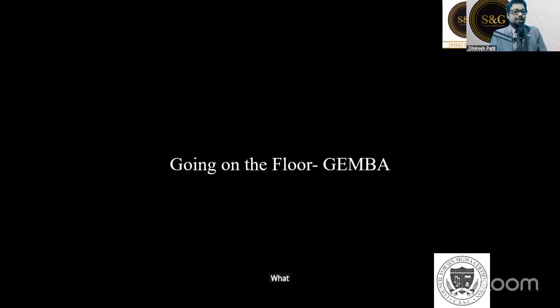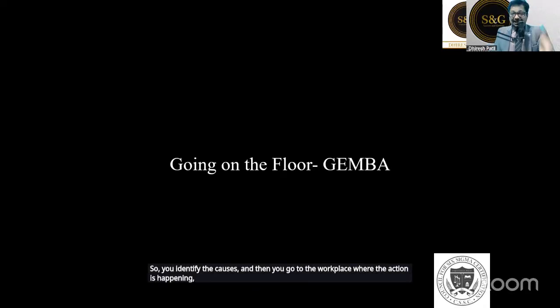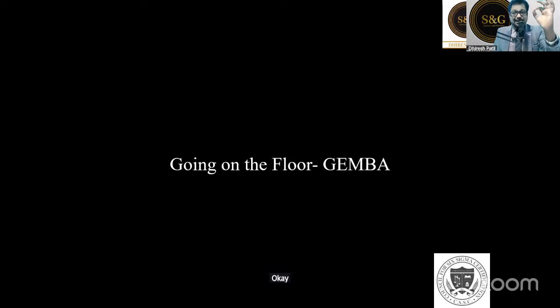What is Gemba? Gemba is the floor where the action is happening, the workplace actually. It's a Japanese term. So you identify the causes and then physically go to the workplace where the action is happening, and identify a few more causes there. Those causes which you missed in the boardroom, you can see during the Gemba walk. Add more causes there and see the sequence of operations.